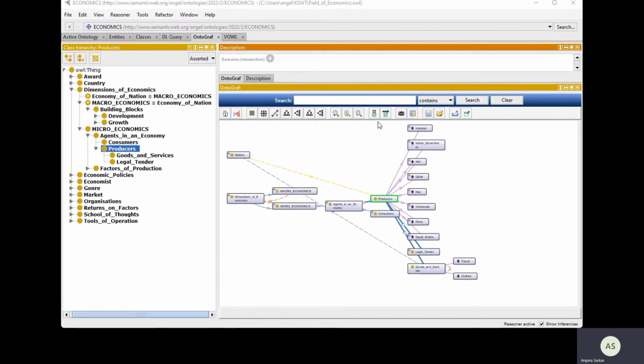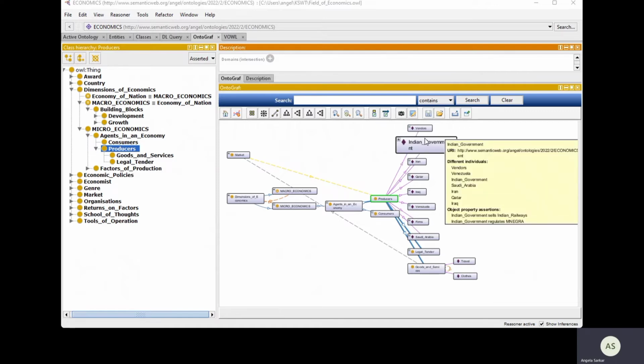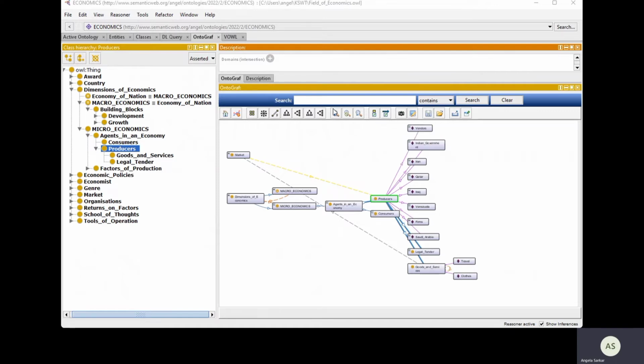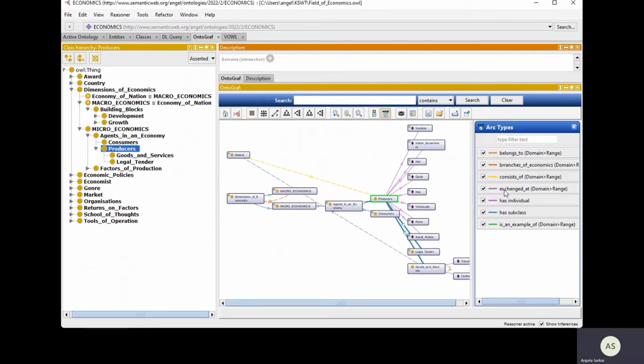Now, just for your easier understanding, this is an instance of producer. There is an option here below, marking which defines how this red line depicts the domain and range the branches of economics consist of. All the object properties are defined and denoted by the different classes.